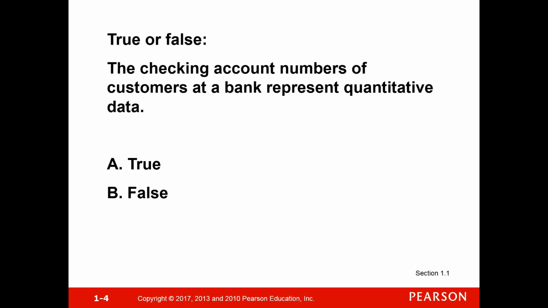True or false? The checking account numbers of customers at a bank represent quantitative data. And that one's false. This one can be a little bit tricky, but we're not asking about dollar amount balances in the accounts or anything like that. These are the checking account numbers. While it is numeric data, that numeric data doesn't represent anything except the identifying information for that customer. Account numbers are many times just a jumbled selection of so many digits. They don't distinguish the actual data in any way.